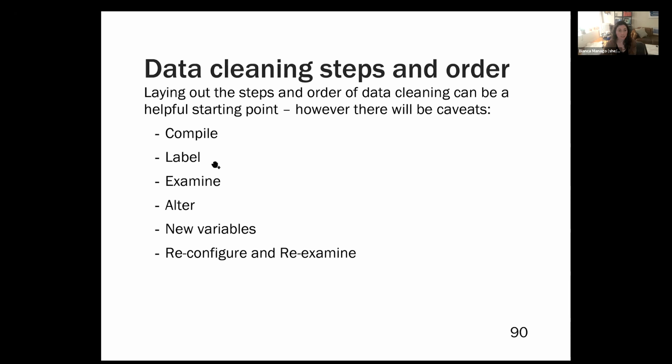And then CLEANR: compiling, labeling, examining, altering new variables, and reconfiguring and re-examining. I think it's a really helpful way of grouping these tasks together and thinking about the general order, especially because there's a lot of research that suggests that the E, A, and N done out of order are going to give you type 1 and/or type 2 error. So just be really careful about knowing what you're doing before you're creating any new variables or altering your data set in any way. Make sure you know what you're up to.